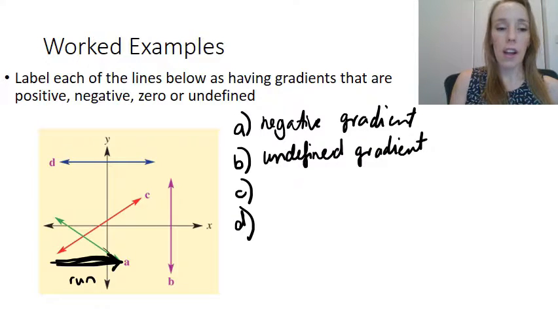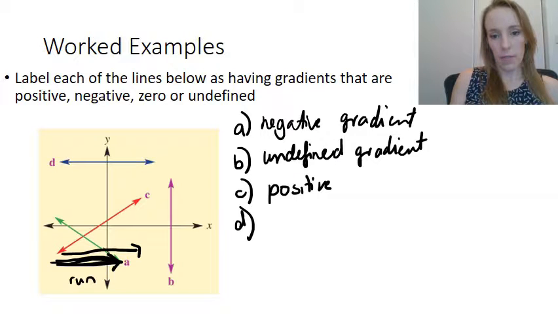C is our red line. So as x increases, so as x is getting bigger, what's happening to y? Well, it's also getting bigger. As we move left to right, y is increasing in value, which means it's going to be a positive gradient. So we've got a positive gradient here.